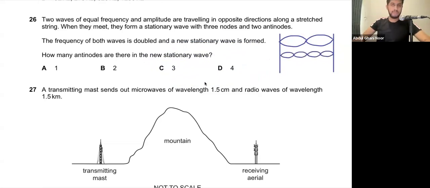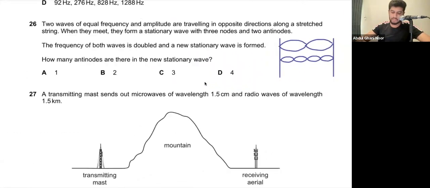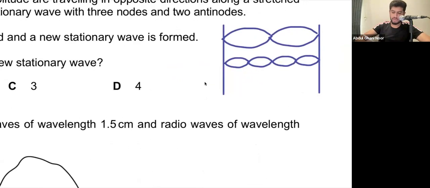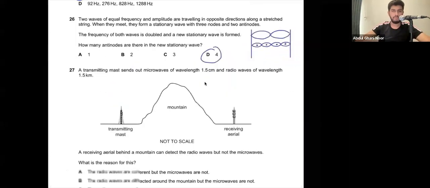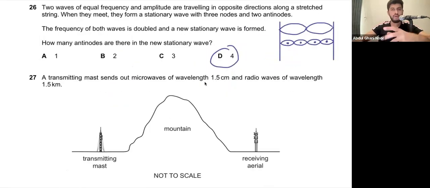So what have we done? We doubled the frequency, halved the wavelength, the waves became smaller. The question is, how many antinodes are there in the stationary wave? 1 antinode, 2 antinodes, 3 antinodes, 4 antinodes. Some of you may say, sir, this could be done directly, we could do this directly without drawing the diagram. I know that, but the diagram helps in case you have any confusion.